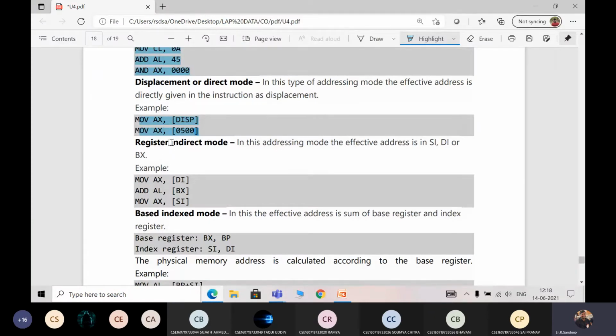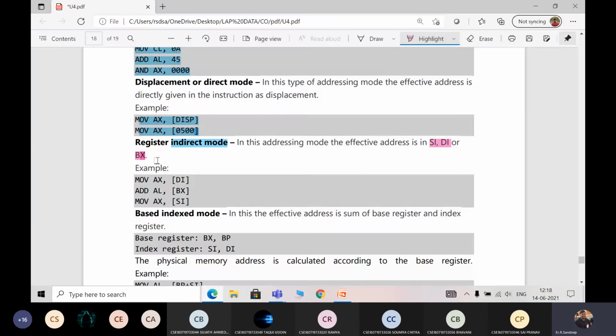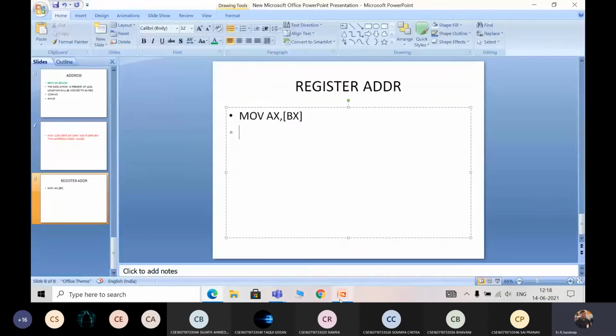Register indirect. What is the meaning of this register indirect? In the register indirect mode, the effective address is in either the source index or the destination index. These are the two index registers. Along with that, the base register is there. So these are the possible combinations which we can use. Suppose I am making use of the BX register, as I used here. So MOV AX, [BX]. What is the meaning of this?